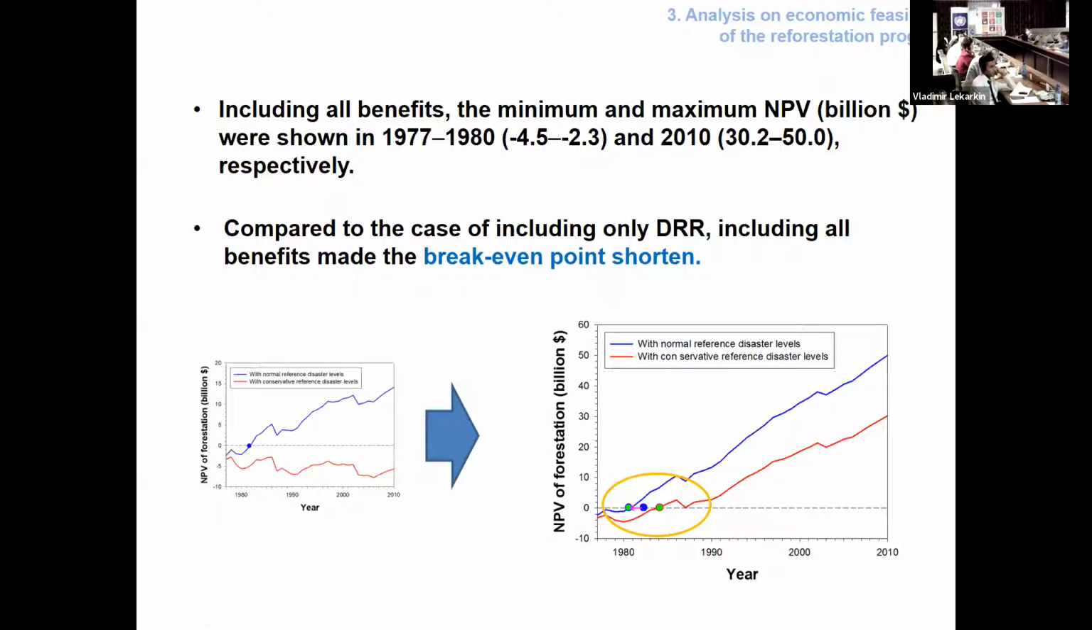Yes. This is a very important point. So when you consider only DRR for BC ratio, economic feasibility won't be positive. But if you include other ecosystem services, surely BC ratio, in other words, economic feasibility will be definitely positive. Okay?